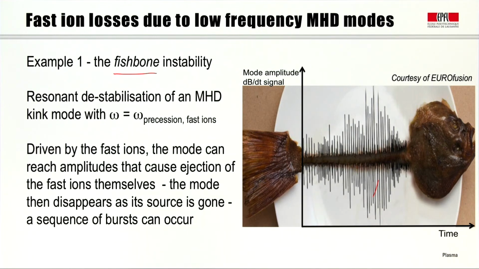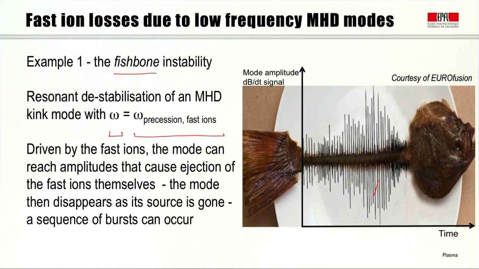This instability is now being understood theoretically as resulting from the resonance destabilization of a kink mode inside the plasma. Resonance destabilization that occurs because the mode frequency coincides with the precession frequency for the fast ions. And the precession frequency is what we have described just 2 minutes ago. Now the point is that this kind of mode is driven by the fast ions, but in turn can reach amplitudes that cause ejection of the fast ions themselves.